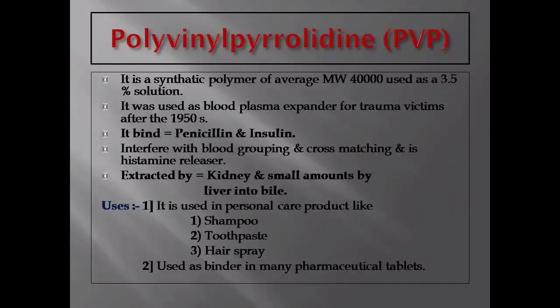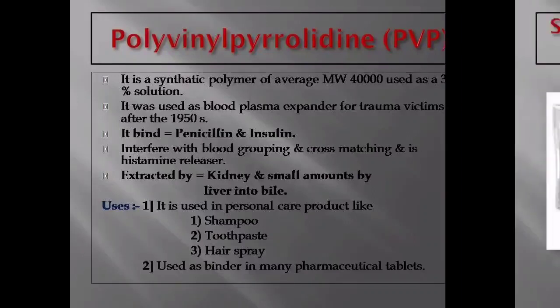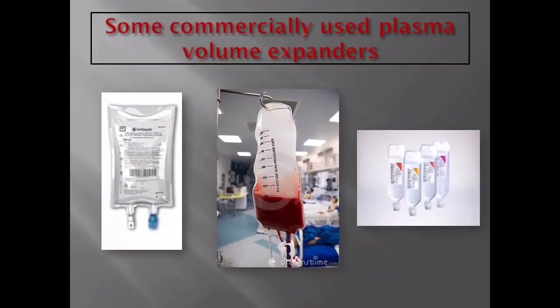Polyvinyl pyrrolidone is excreted by the kidney and a small amount by the liver into bile. PVP is also used in personal care products like shampoo, toothpaste, hairspray. It is used as a binder in many pharmaceutical tablets. These are some commercially used plasma volume expanders, that is salines.